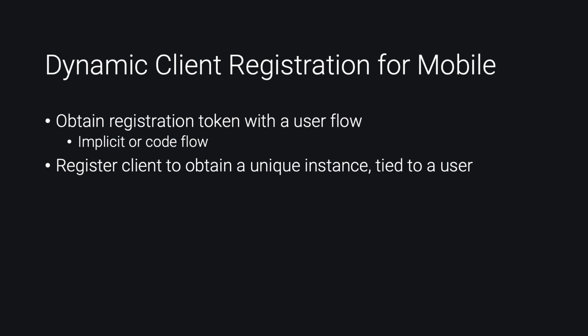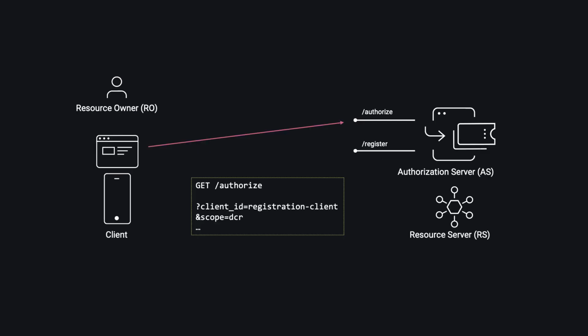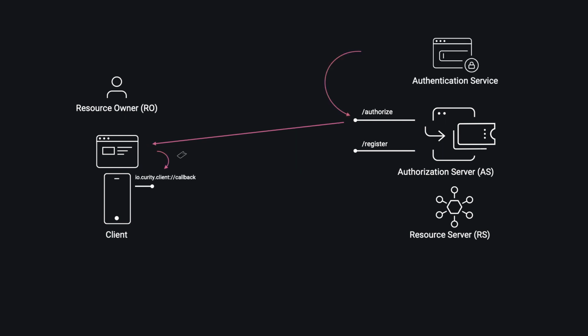For mobile, we will use a flow where the user is authenticated to obtain the registration token. In that way, we can tie the resulting client instance to a user that's authenticated. To obtain the registration token, the app will have to perform an authorization request with a specific scope of DCR. The AS will ask for authentication as usual and return the response to the redirect URL. In this case, I used implicit flow, so the response contains the DCR scoped access token directly.